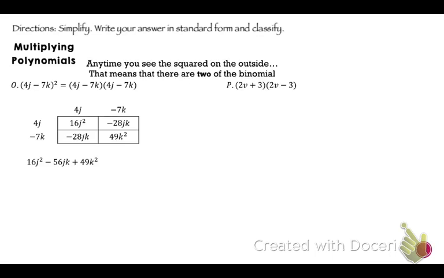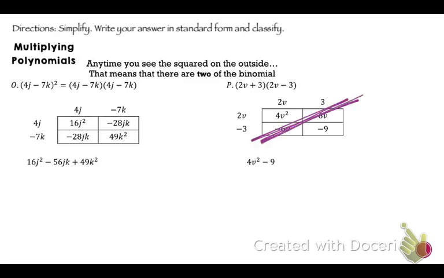Now let's look at this one. So we have 2v plus 3 times 2v minus 3. Well, that's 4v squared, 6v, negative 6v, negative 9. And you end up with 4v squared minus 9 because these cancel out. Okay?